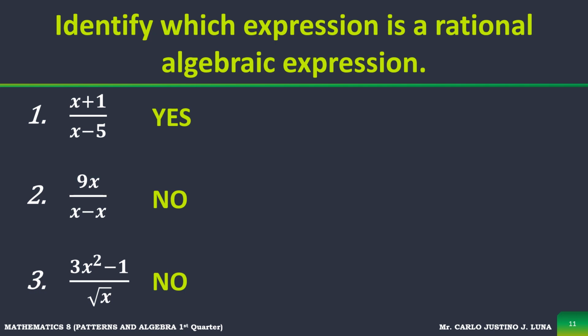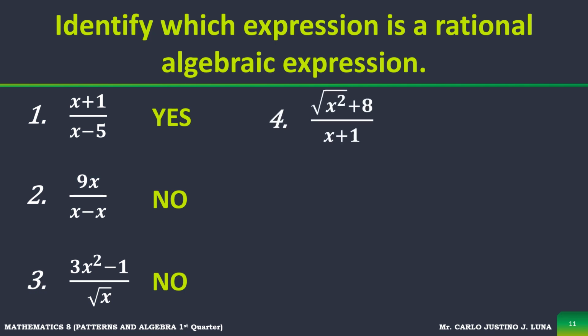Because if we simplify square root of x, the exponent of that will be 1/2. x raised to 1/2. So it is a fraction. Our exponent is a fraction. So it's not considered a rational expression because of the denominator. Okay? So next.